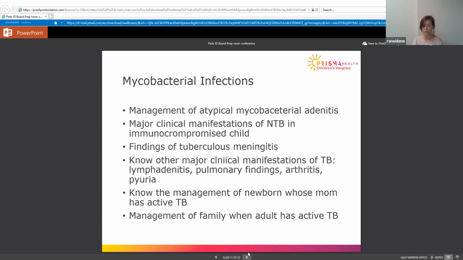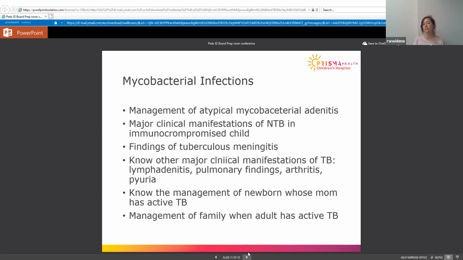non-TB mycobacteria in your bones, in your joints, in your lungs, in your belly, in your liver and spleen. No other major clinical manifestations of TB. So other things tuberculosis can do: it can do lymphadenitis, pulmonary disease of course, arthritis, and pyuria.